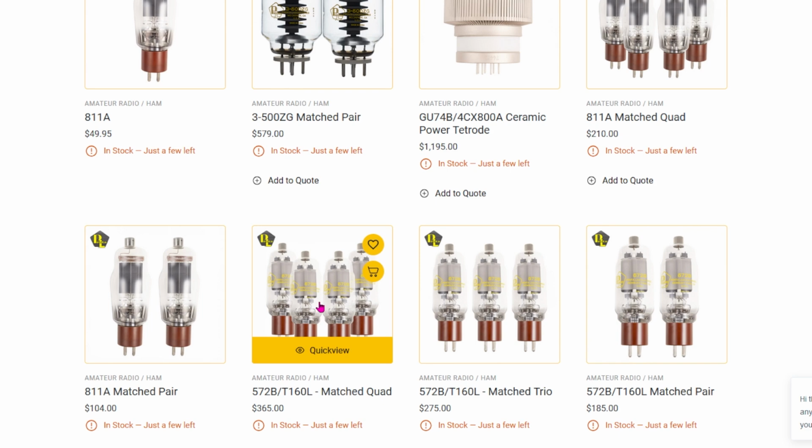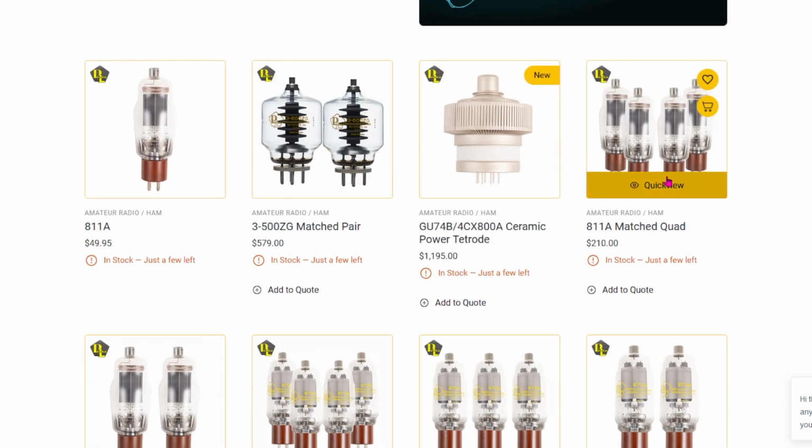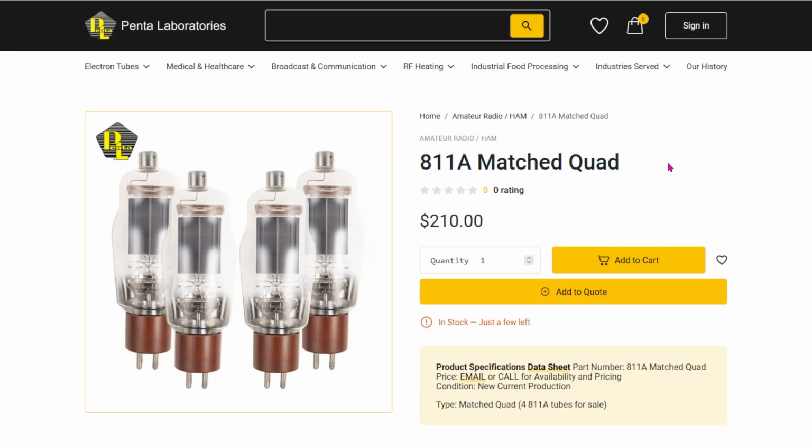If you have an amplifier that needs four 811As, they will match them for you, which takes a bit of time. You've got to heat them up. And $210. 65 watts of plate dissipation per tube, so that's what, about 260 watts of plate dissipation. So these four tubes are about half the plate dissipation of a single 3500Z.